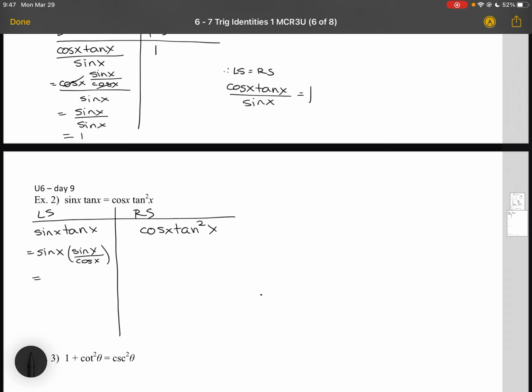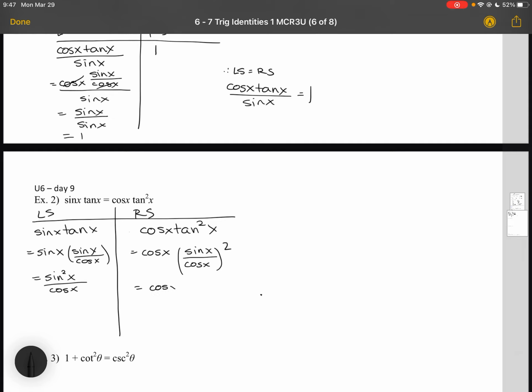So what that means is now on the left side, I've got sine squared x over cos squared x. So that's fine. I'm going to leave that where it is. And now I'm going to do some work on the right-hand side. So I've got cos x here. And then I'm going to replace tan squared x with sine x over cos x all squared. So that's fine. So let's keep going.